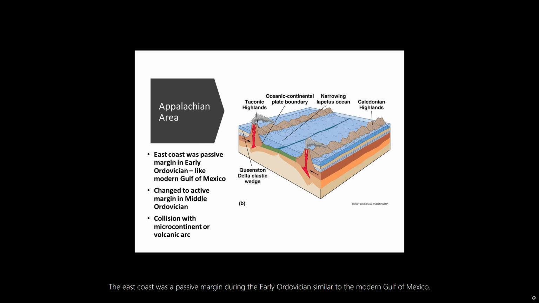The East Coast was a passive margin during the early Ordovician, similar to the Gulf of Mexico. This changed to an active margin in the middle Ordovician, resulting in the eventual collision with a microcontinent or volcanic arc in the late Ordovician. This block diagram illustrates the oceanic continental convergent plate boundary that developed in the middle Ordovician and led to the closing of the Iapetus Ocean and subsequently the Taconic orogeny in the mid to late Ordovician.